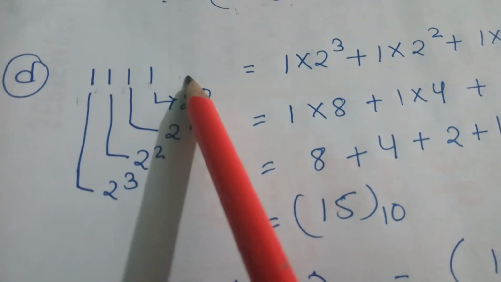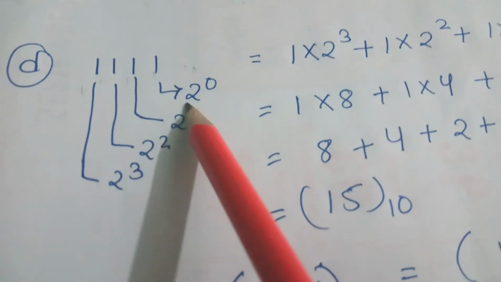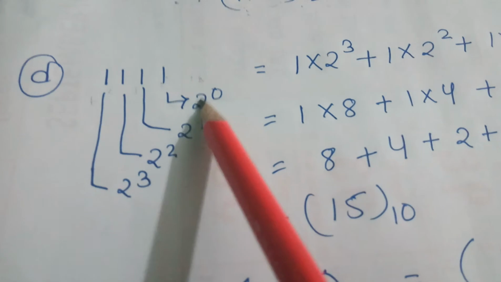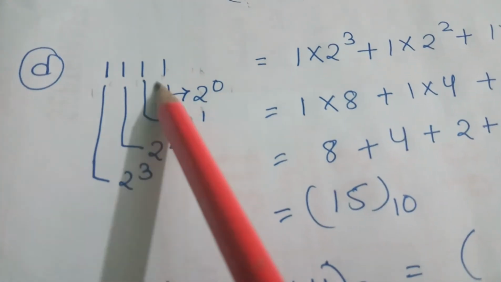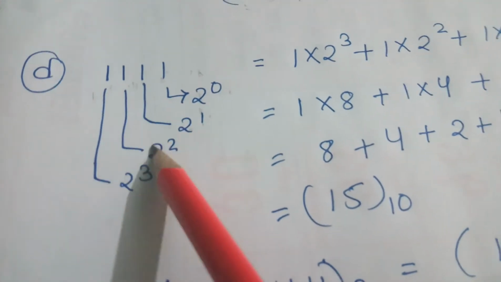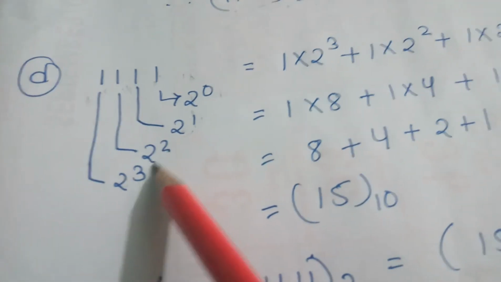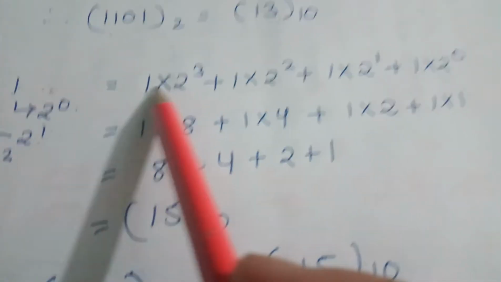So now we need to identify again the same process. We need to identify their place values. This one is in the place value of 2 raised to power 0, and this is in the place value of 2 raised to power 1, and this one is again in 2 raised to power 2. This last one is 2 raised to power 3. So now multiply with corresponding place values and then add them up.